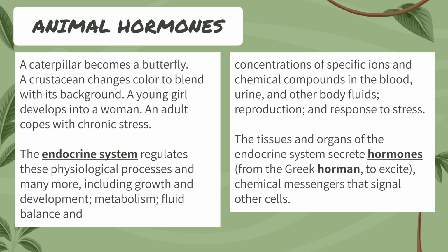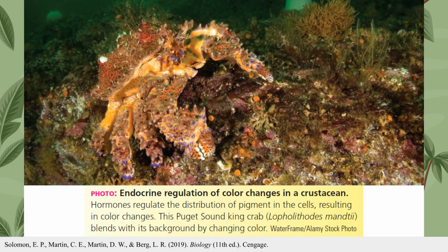Hormones, from the Greek hormon, meaning to excite, are chemical messengers secreted by the tissues and organs of the endocrine system. These molecules signal other cells and are one of the two primary systems for communication and regulation in animals, the other being the nervous system. In crustaceans, such as the Puget Sound king crab, hormones regulate the distribution of pigment within cells, allowing the animal to match its background for camouflage.